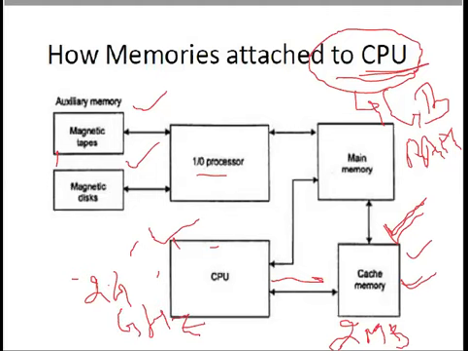This cache memory is fast enough to synchronize with the clock speed of the processor, and hence it is connected to this part. So, main memory.